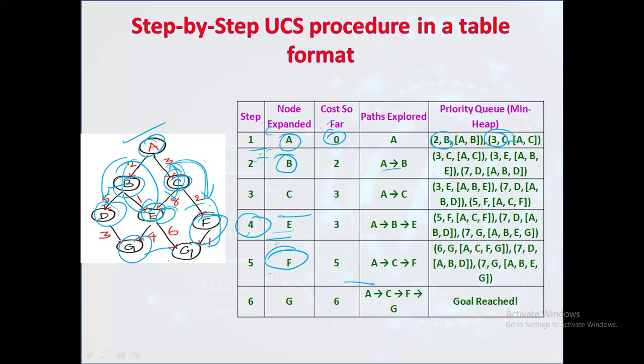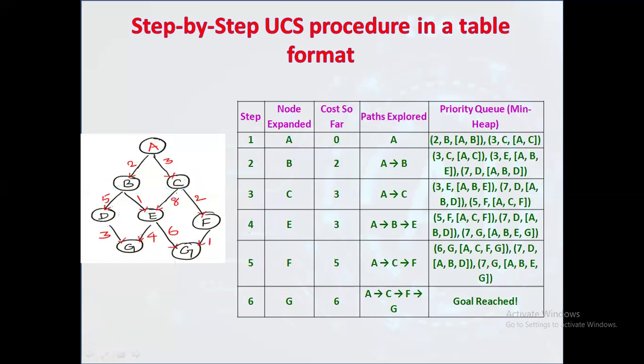Next is expanding G, step 6. The goal node G is reached at the cost of 6 via path A, C, F and G. Once it reaches the minimal cost path A, C, F and G, since UCS guarantees the least cost path, we stop the search here. So the final answer is A to C to F to G, and the total cost is 6.